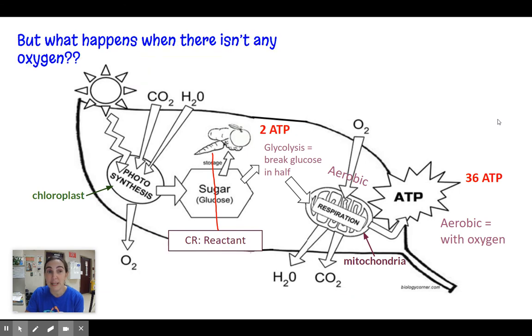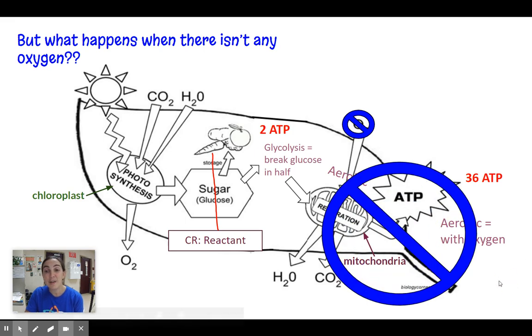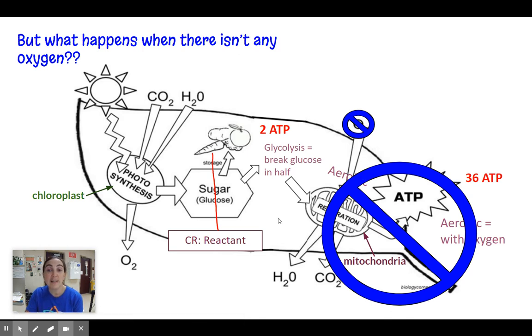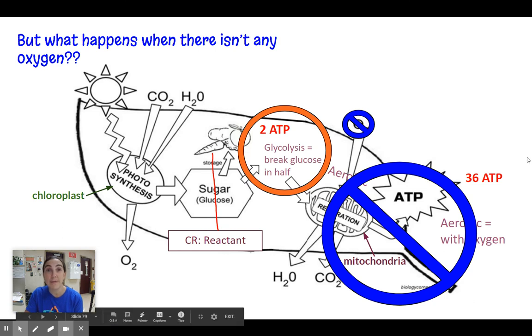But sometimes there isn't any oxygen available. And that's the part we're going to talk about today. If there's no oxygen available for the mitochondria to use, nothing in the mitochondria can function. All those chemical reactions within the mitochondria rely on oxygen. So without oxygen, this whole pathway kind of backs up. And the only part that can still happen is that first step, that glycolysis step that happens in the cytoplasm and breaks the glucose in half.